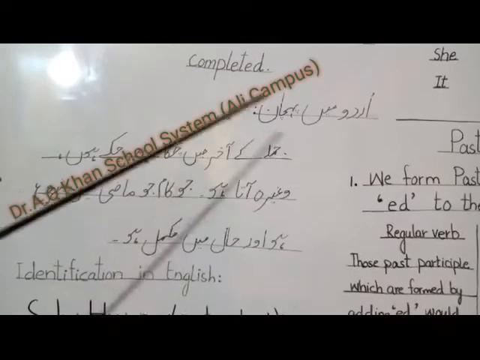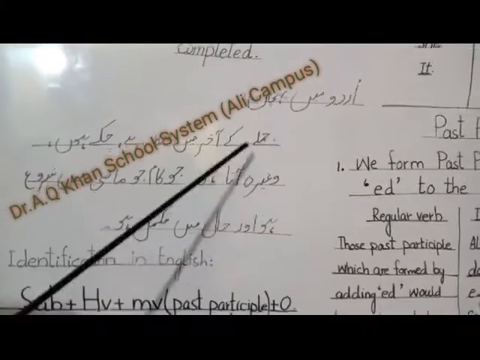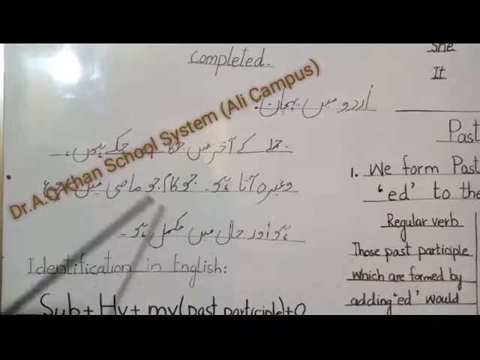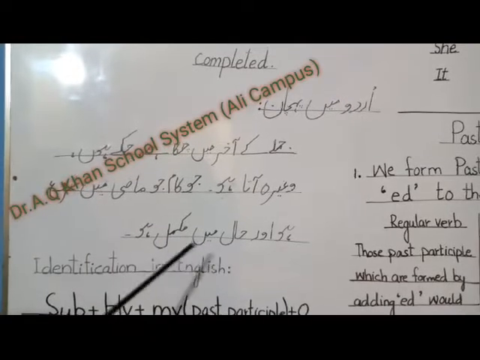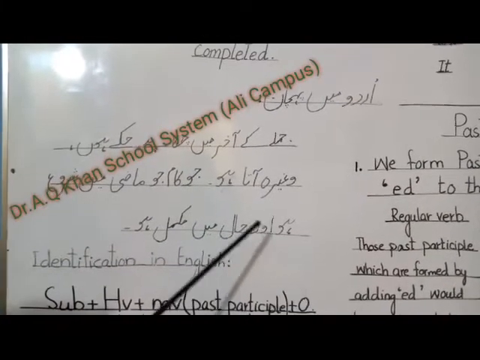Now move to its Urdu identification. Urdu में क्या पहचान है present perfect tense की? जुमले के आखिर में चुका है, चुके हों वगैरह आता हो, जो काम जो आप माजी में शुरू करते हो और हाल में मुकम्मल करें या मुकम्मल हो. माजी से मुराद पास्ट और हाल यानी आपका प्रेजेंट.